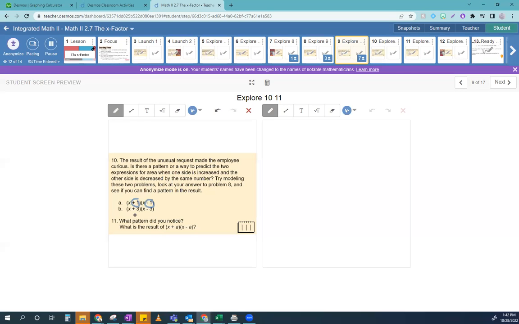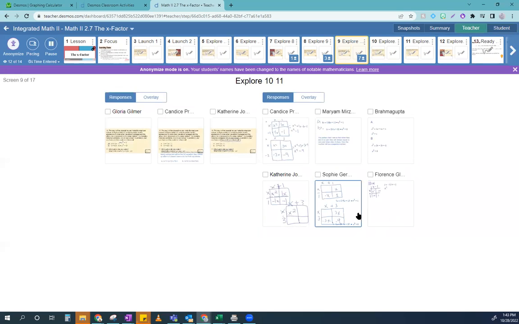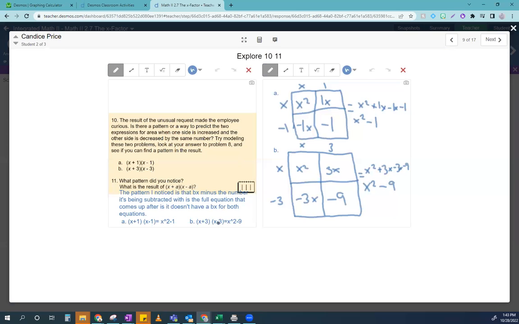So if I see opposites, what pattern did you guys start seeing? Yeah, so this person says x squared minus 1, x squared minus 9. This person said the same thing. Do you see a pattern? Is there some kind of pattern? So for example, here's another person. Wow, look at all this work. Okay, so they noticed this pattern.